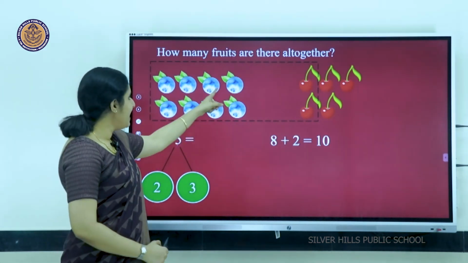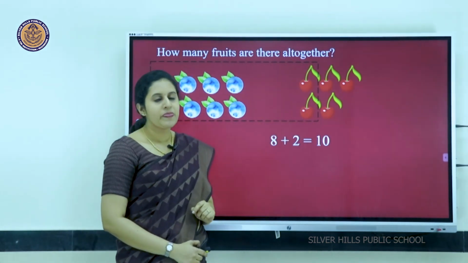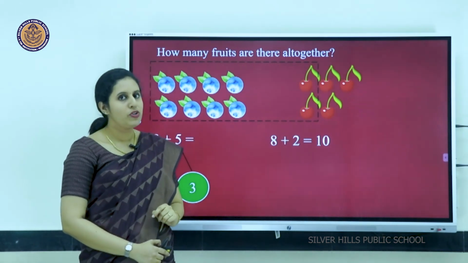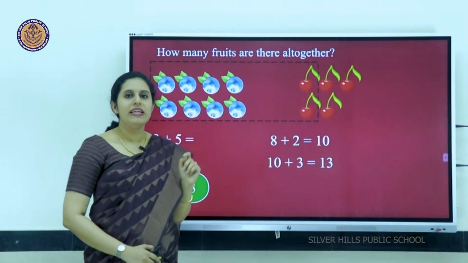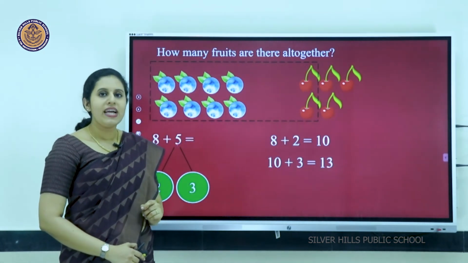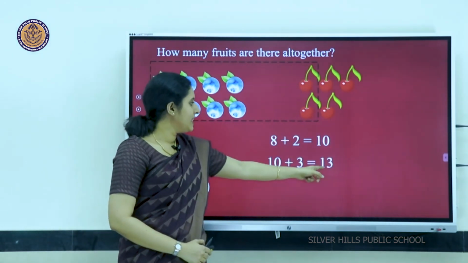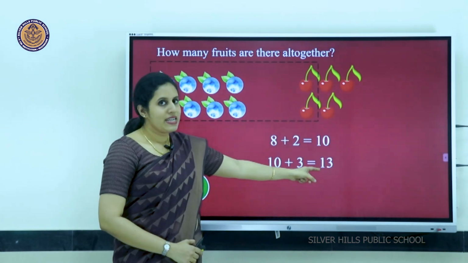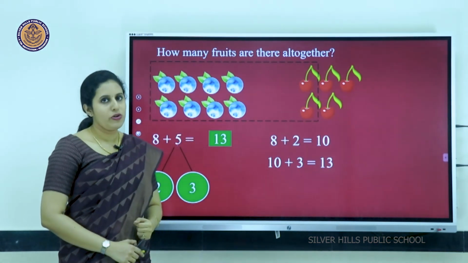Again, 10 inside the group and 3 outside the group. So how many altogether? 10 and 3 put together? Yes, 10 and 3 put together will give you 13. So that is the total number of fruits here. 10 plus 3 is 13. So this is the answer to the problem. That is, there are 13 fruits altogether.